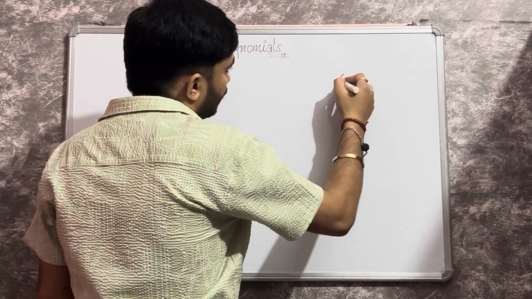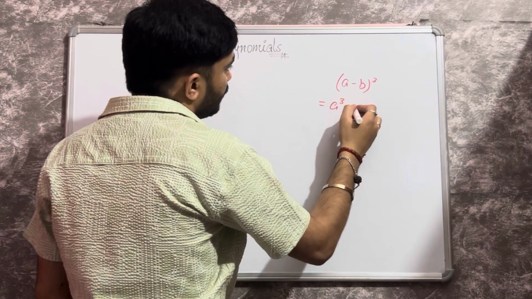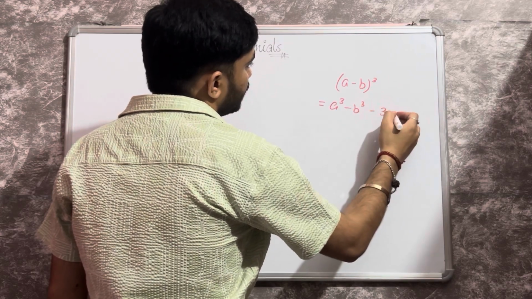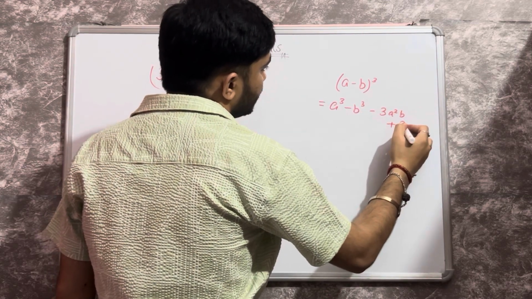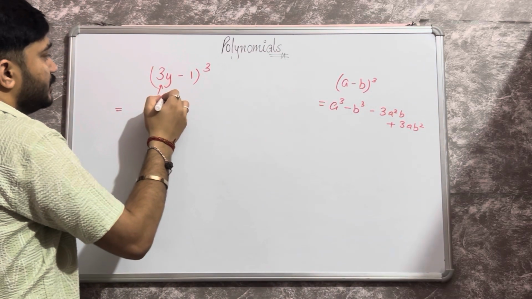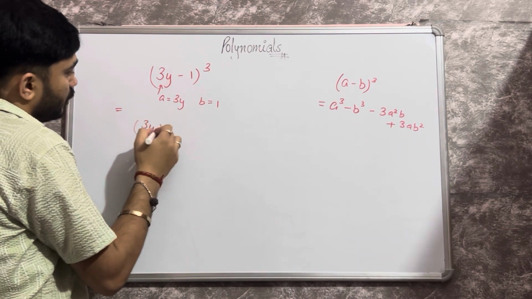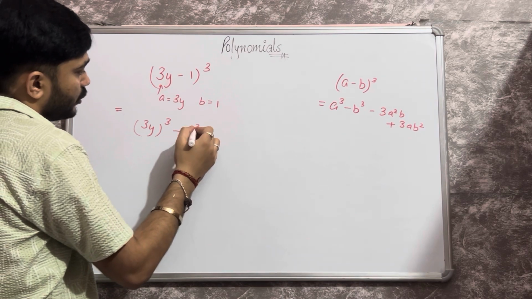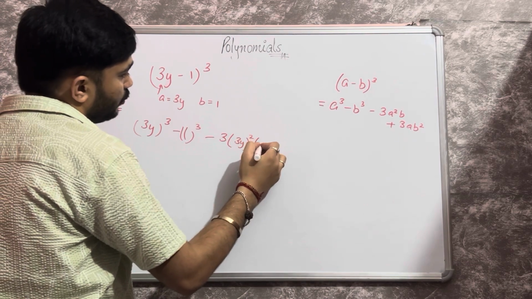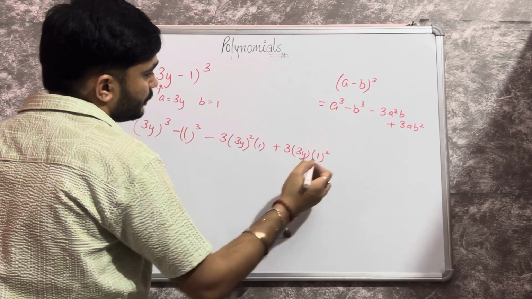We are going to apply the formula (a − b)³ = a³ − b³ − 3a²b + 3ab². Let us apply this. Here a is 3y and b is 1. So (3y)³ − 1³ − 3 × (3y)² × 1 + 3 × 3y × 1².